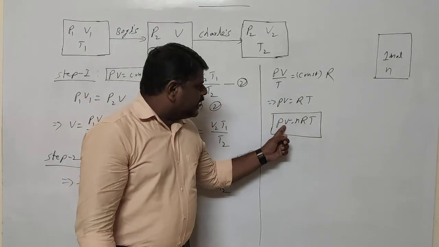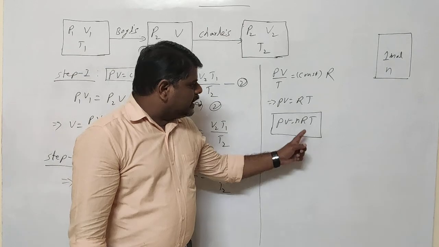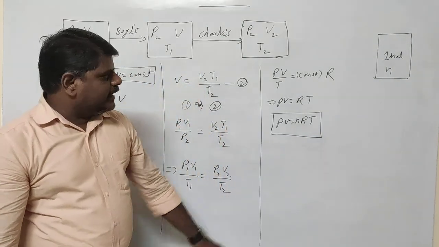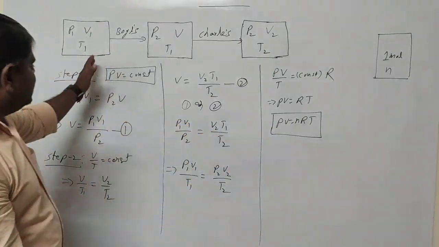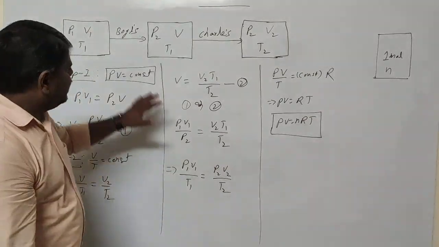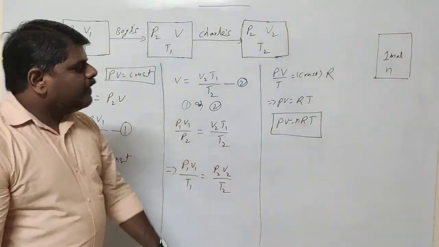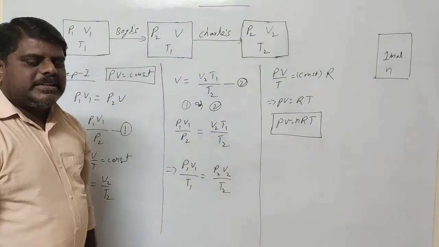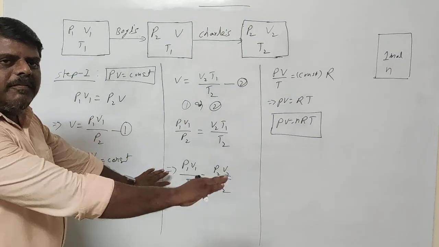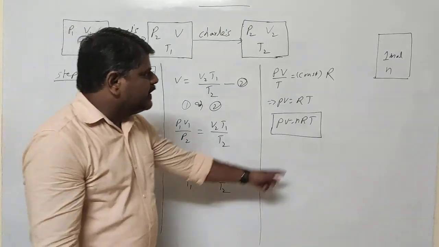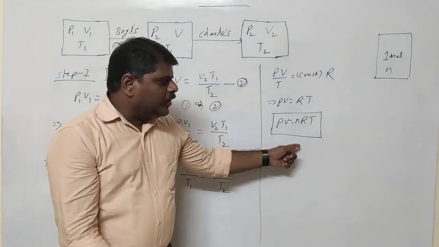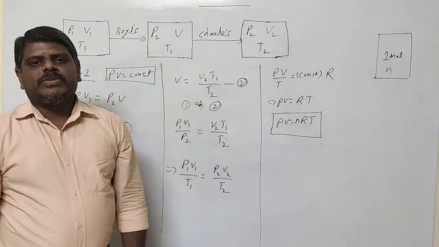PV is equal to nRT. P is the pressure, V is the volume, n represents the number of moles, R represents the universal gas constant, and T represents the absolute temperature. This is the ideal gas equation, and this is the derivation process. Very simple, very easy. There is no need for any confusion if you can remember this block diagram. First apply Boyle's law, then apply Charles's law. Equate both the equations, bring all the initial terms to the left side and final terms to the right side. Make them equal to a constant, which is the universal gas constant. And if you take n number of moles, it becomes PV is equal to nRT.